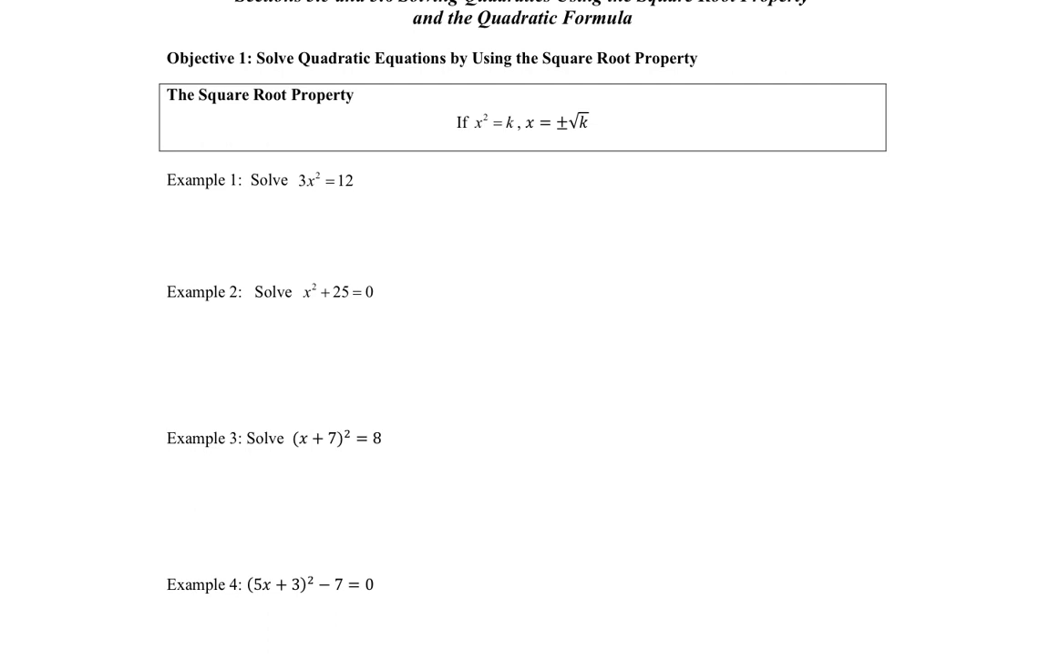I put sections 3.5 and 3.6 together in a video because 3.5 is really short and we've talked about it before. It has to do with the square root property. And we know that if x squared equals k, then how do you undo a square? You take the square root. So if x squared equals k, then that means x is equal to the positive or negative square root of k.